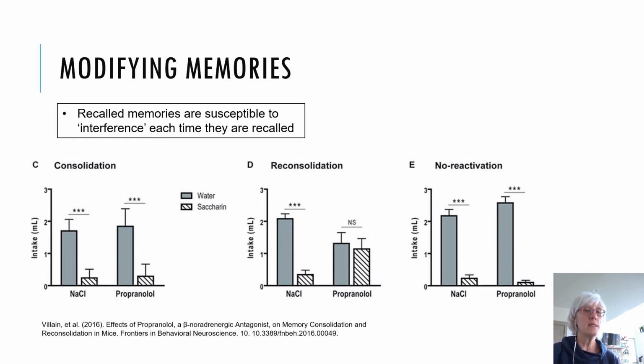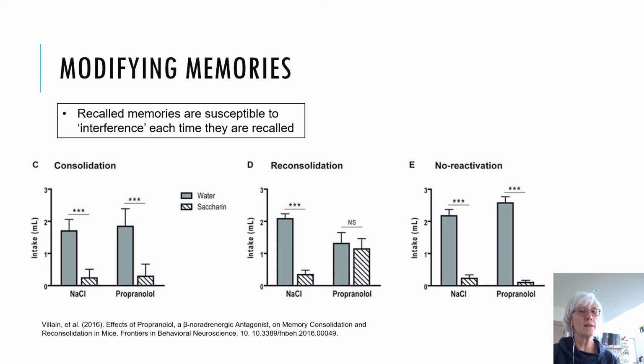In panel D compared to panel C, that memory, that information of not liking sugar water, was recalled, and the mice were given a drug called propranolol. Propranolol is an inhibitor of norepinephrine communication. And when you inhibited norepinephrine's ability to serve as a neurotransmitter, the mice sort of forgot that they didn't like sugar water. There was no significant difference between the amount of water that the mice drank versus the amount of sugar water that the mice drank.